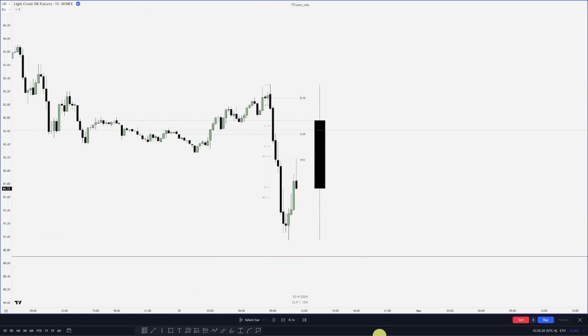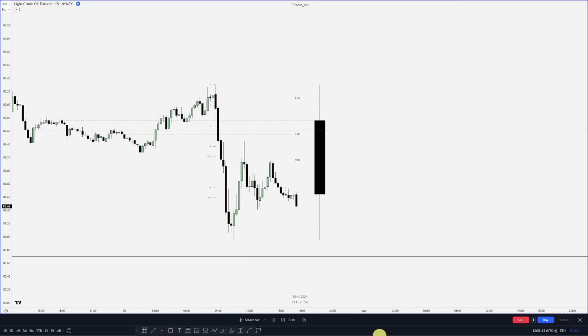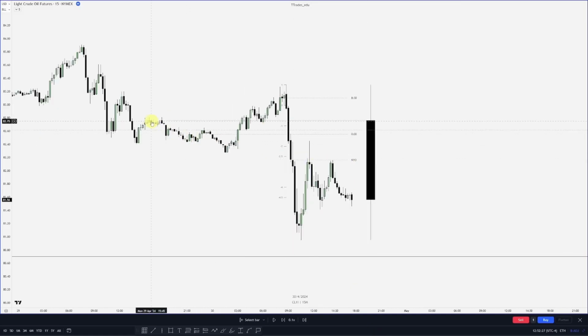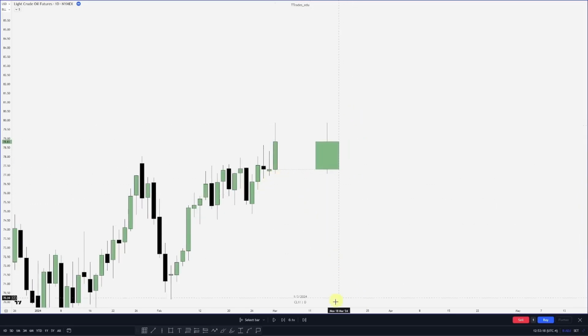Let's see if we close here or where we go. And we just close right in here. So hopefully that makes sense. Open, high, low, close. Now this works on all time frames. For instance, we are now looking at the monthly candle using the daily chart as the lower time frame candles.